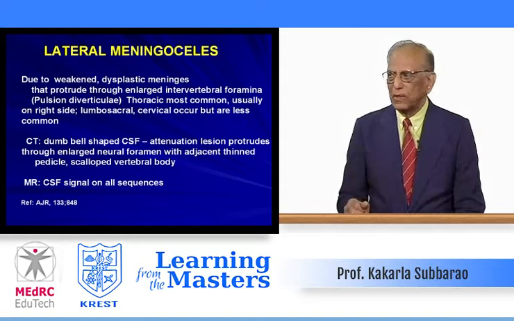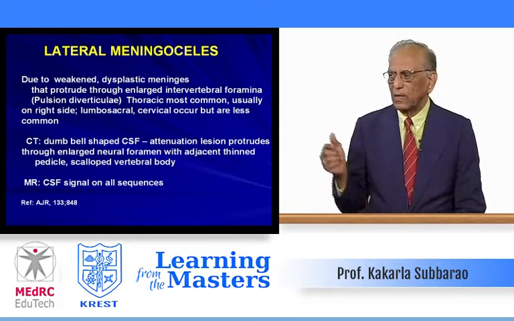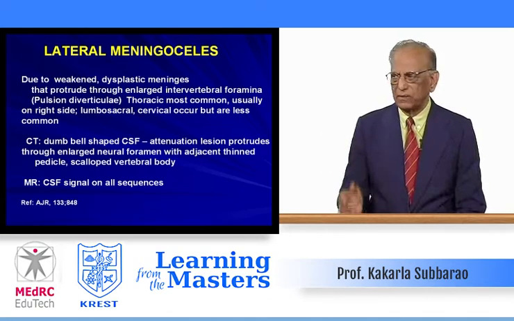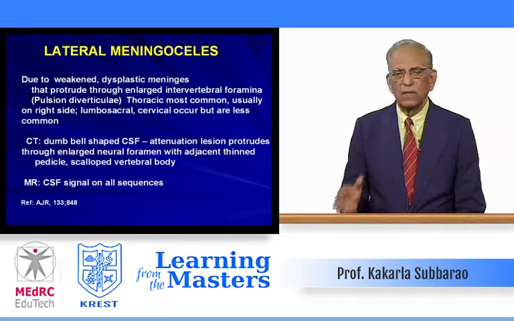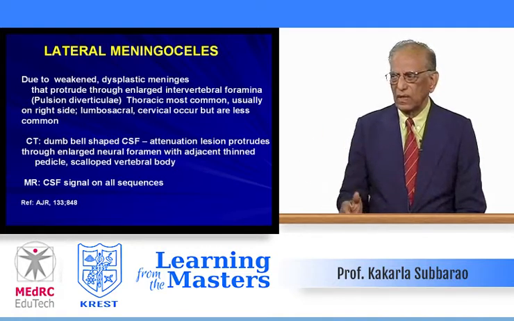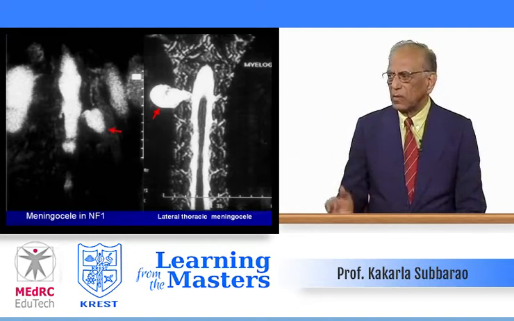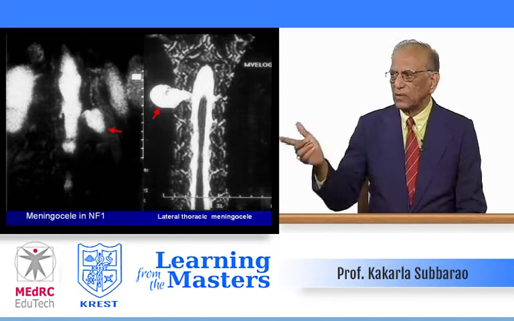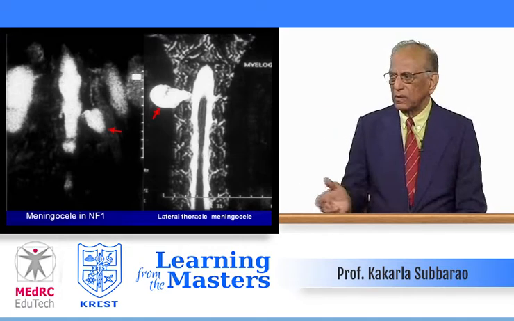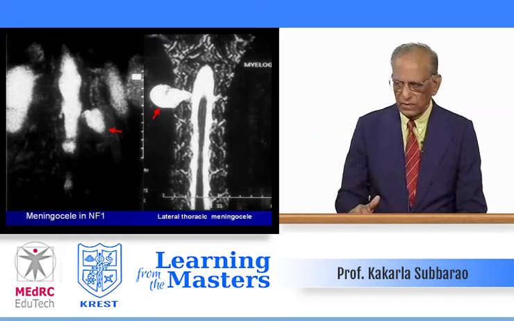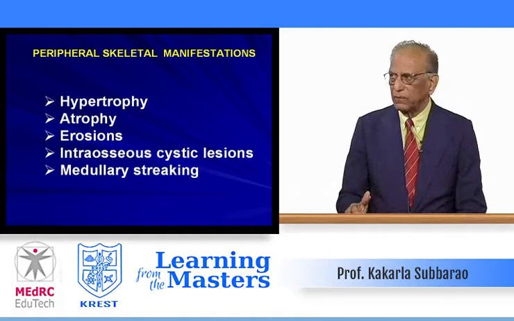What does CT show? Dumbbell-shaped CSF-contained lesions protruding through enlarged neural foramina, with adjacent thinned pedicle and, of course, scalloped vertebral body, even in the lateral margin. On MR, CSF signal on all sequences. That's how you identify these meningoceles. Reference AJR 133, meningocele in NF1, MR pictures. You could see lateral meningoceles in sagittal views, both thoracic and cervical.